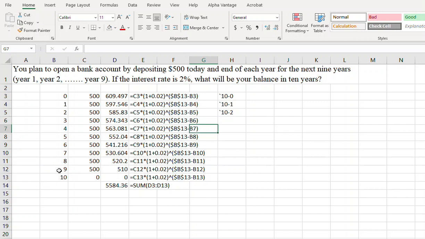By the time we get down here to year 9, the $500 we put at the beginning of the year only has 1 year to grow. So 10 minus 9, 1 year. And that's why it's worth 510. It's got a 2% increase.